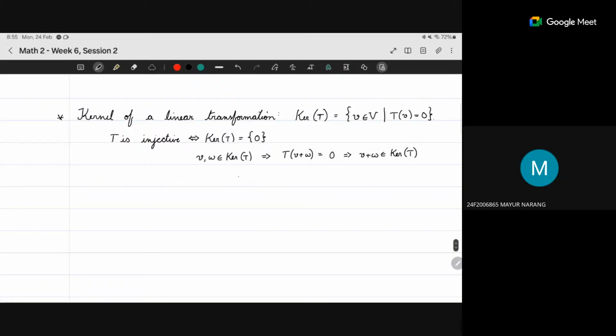Similarly, T of cv, once again by the linear transformation property, is c times T of v. T of v is 0 because v is in the kernel. So this is 0, and this implies that cv is also in the kernel of T. So sums and scalar multiples of elements in the kernel are in the kernel. So the kernel is a subspace, and a subspace has either one element, the trivial subspace, or infinitely many elements. If it is one dimension, it's like a line. If it's two dimensions, it's a plane, and so on for higher dimensional subspaces.